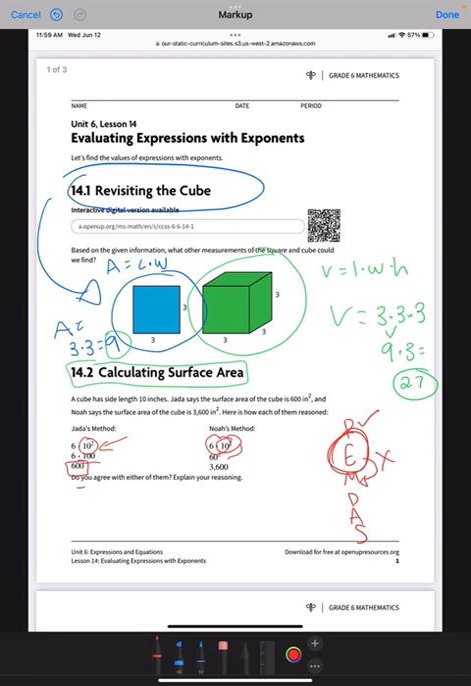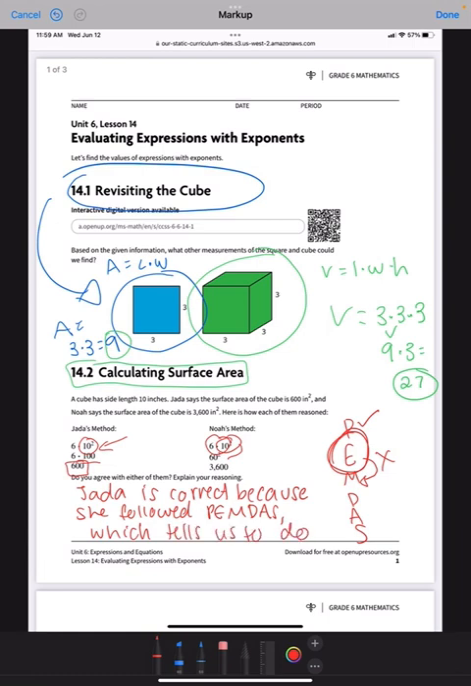And we can say Jada is correct because she followed PEMDAS, or also known as order of operations, which tells us to do exponents first. That is your first activity, and hopefully that helped you so that now you can do activity 2 by yourself.